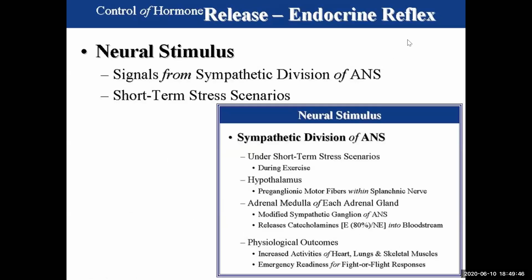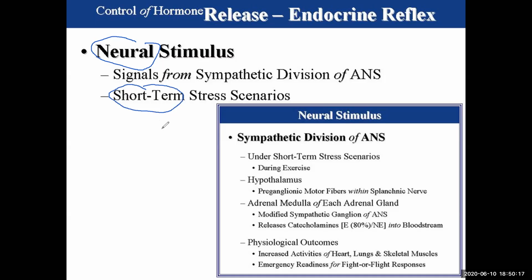Now let's go over endocrine reflexes. We have three types. The first is the neural stimulus, the second is hormonal stimulus, and the third is humoral stimulus. So let's begin with the neural stimulus. And we saw a little bit about this already, the short-term stress scenario, right?